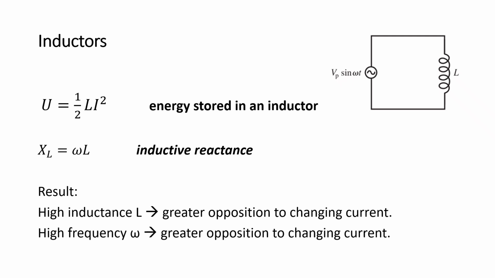The result of this, if you see that reactance is omega L, actually first let's go up to here. This is the energy stored in an inductor. That energy is 1/2 L i squared, and it's very reminiscent of energy stored in a capacitor, which is 1/2 C V squared. But now we have the inductive reactance, omega L, and let's think about what that means in terms of omega and L. If we have a high inductance, a high L, that means there's going to be a greater opposition to a changing current. If we have a high frequency, that means there's going to be a greater opposition to a changing current as well.